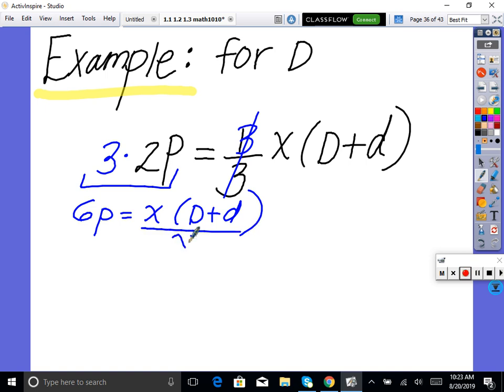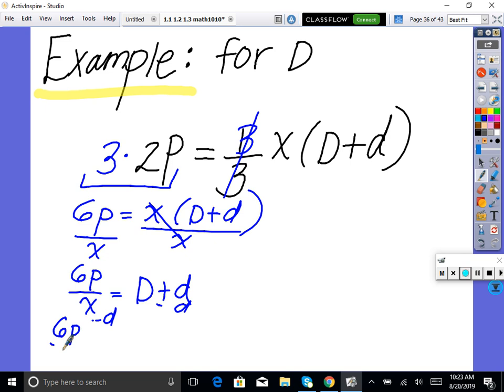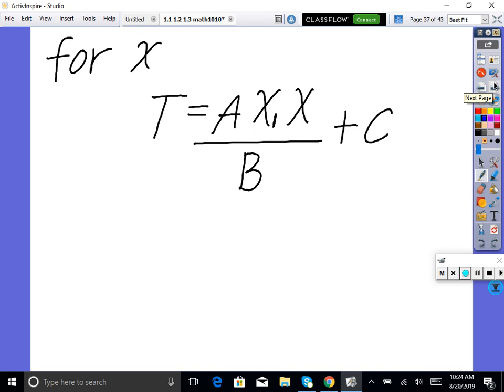Probably best to just divide by x. This group. Do we need to switch half of you into Jones' class? Focus. Divide by x. So then we have 6p divided by x equals big D plus little d. Then what? Minus d. So we would write 6p over x minus d equals big D. Are we good with that? Okay, good.